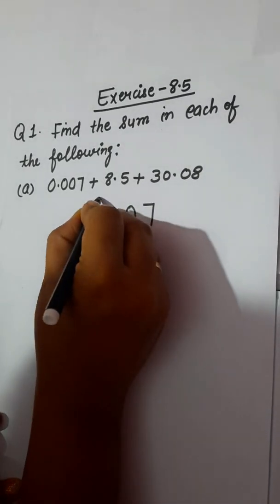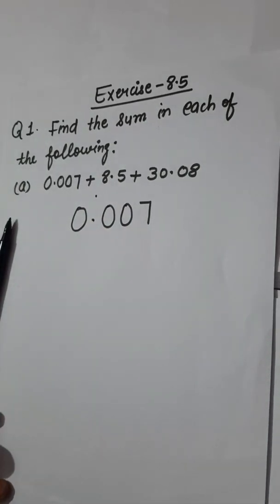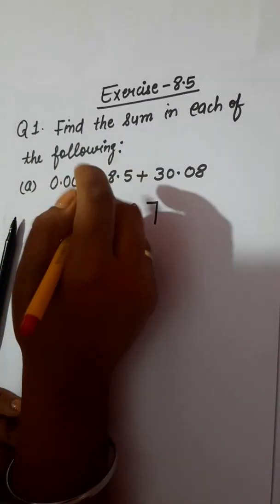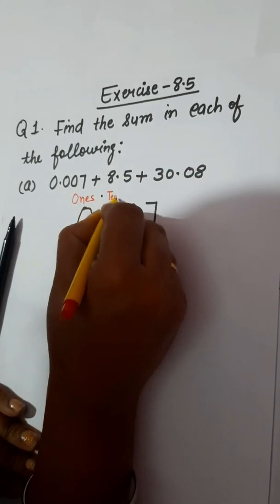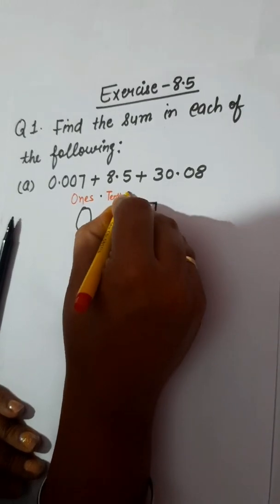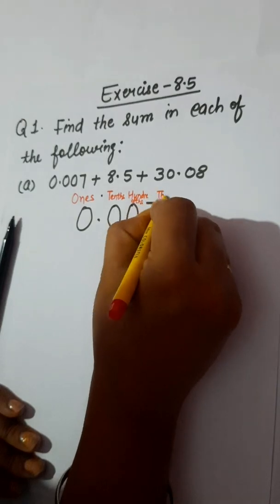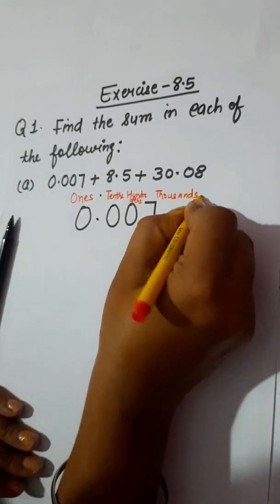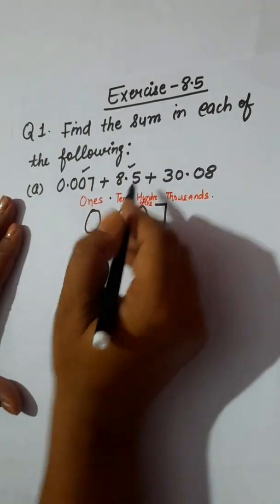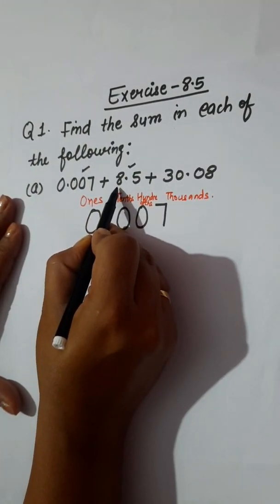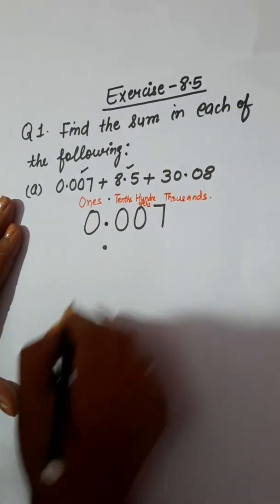0.007. Now here this decimal is given to you, and we know that before the decimal we have the ones place. After the decimal, the first place is tenths, then we have hundredths, then thousandths. Next we have 8.5, which means this 8 is at the ones place and this 5 is at the tenths place. So firstly write decimal below decimal.